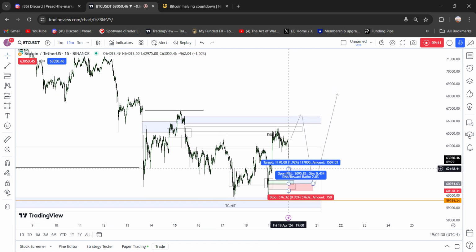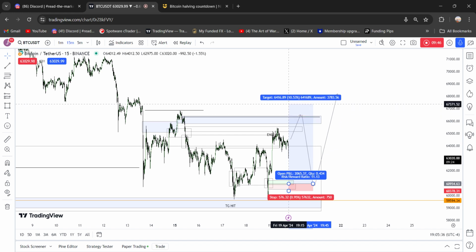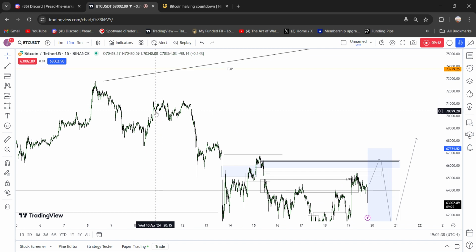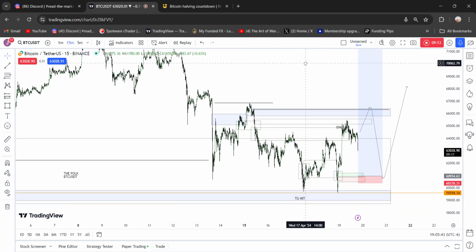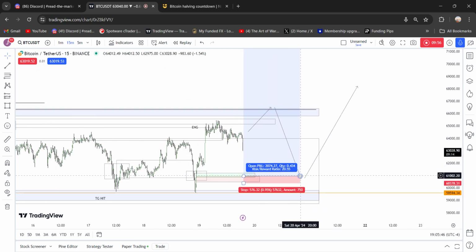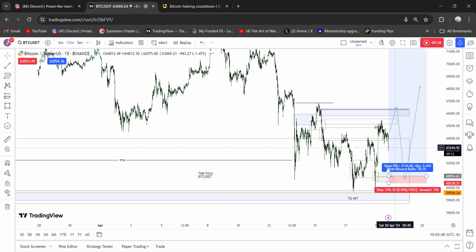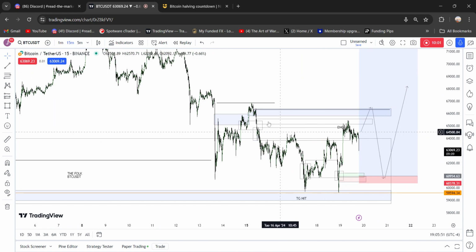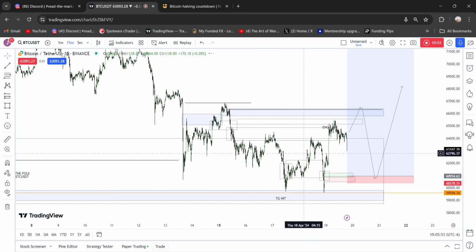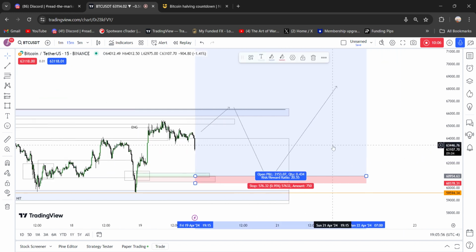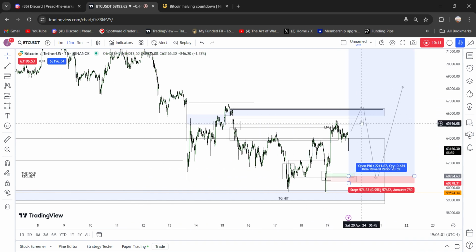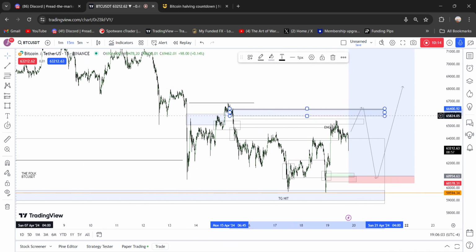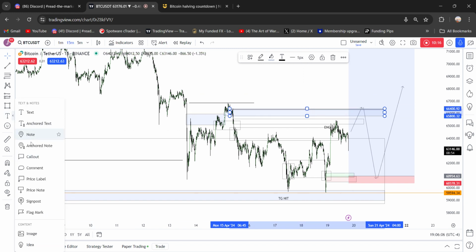The first target will be again here, this zone, and the second target it could hold is somewhere around here, but we are going to long until here like this, and you can book the profit in multiple zones in between. So this is how it should play. But this trade will be taken only after this particular engulf. This is very, very important.